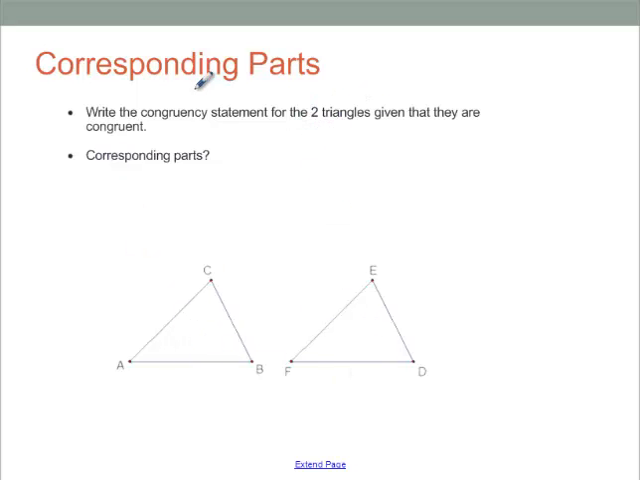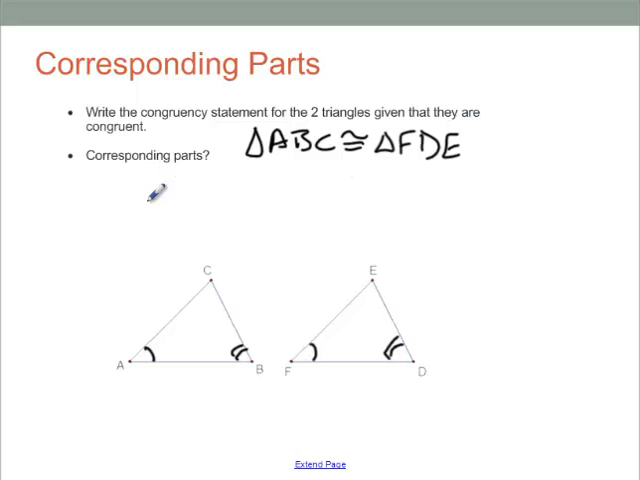So corresponding parts are parts, one part from one triangle, one part from the other, when they're congruent. So a congruency statement, remember, is when we say one triangle, triangle ABC, is congruent to another. And since I just duplicated this picture, I'm going to start going like this. Since A is first, I'm going to put F first. Since B is second, I'm going to put D second. And E will be last.